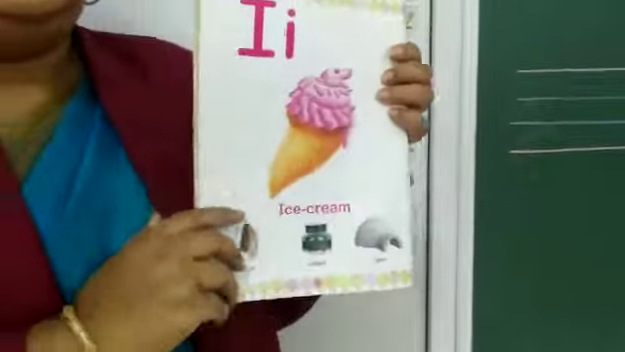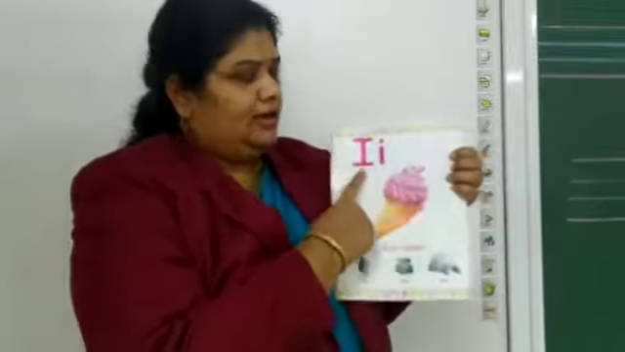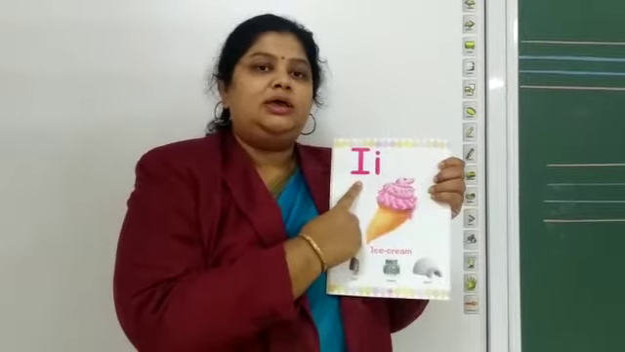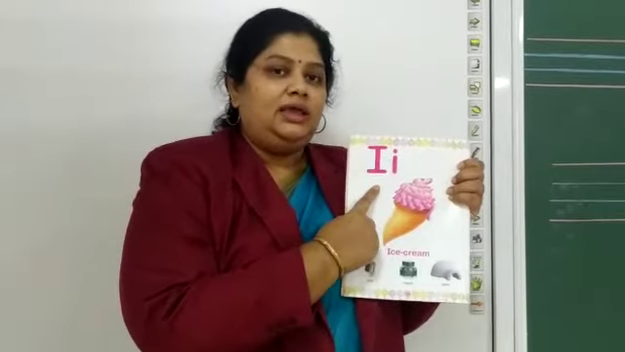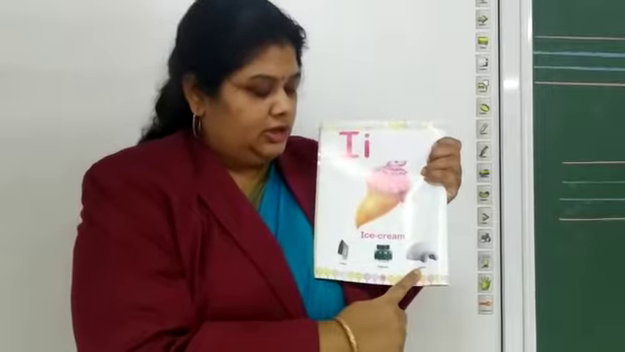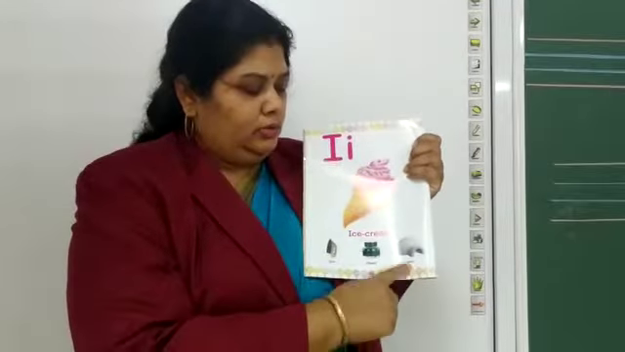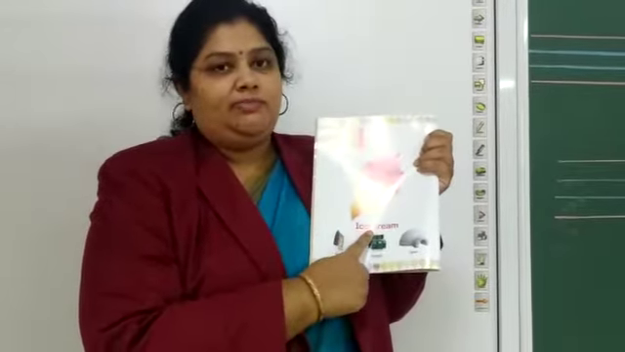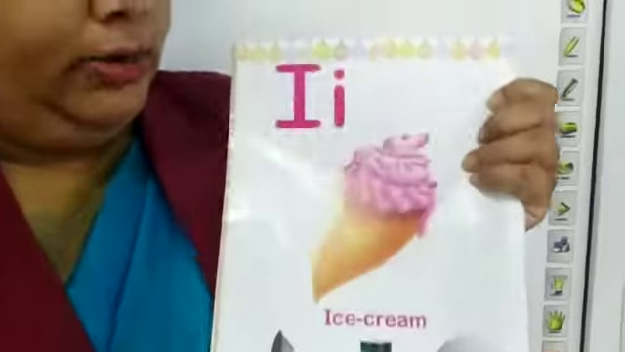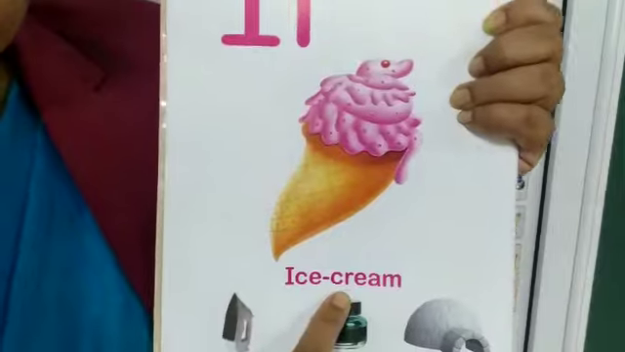The next letter is, come on, tell me what will be the next letter? It is I. I says E. The phonic sound is E. Igloo. See the igloo image? I for igloo. I for ice cream. You all like ice cream, isn't it?